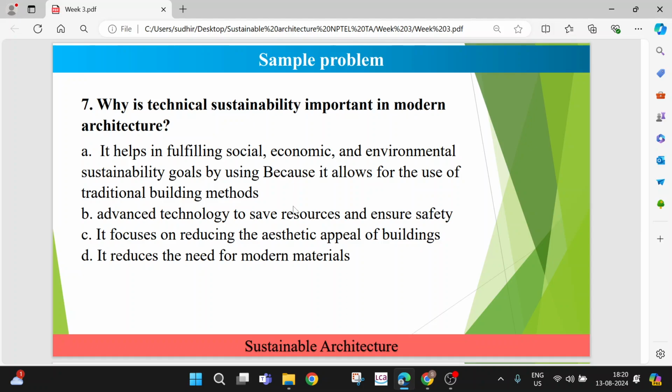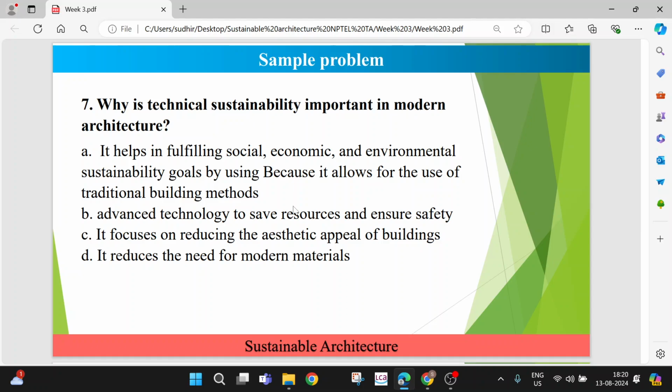Lisa is saying B, Divya is saying B, Suraj is also saying B. So how many of you are giving answer A? Shiva is giving A. So for this particular question, A is the right answer.